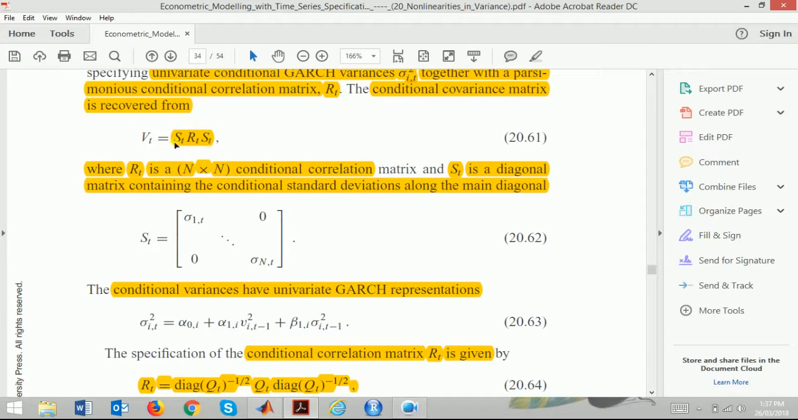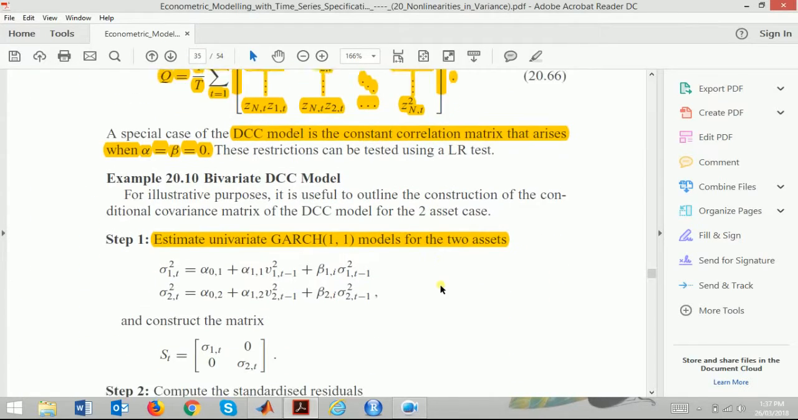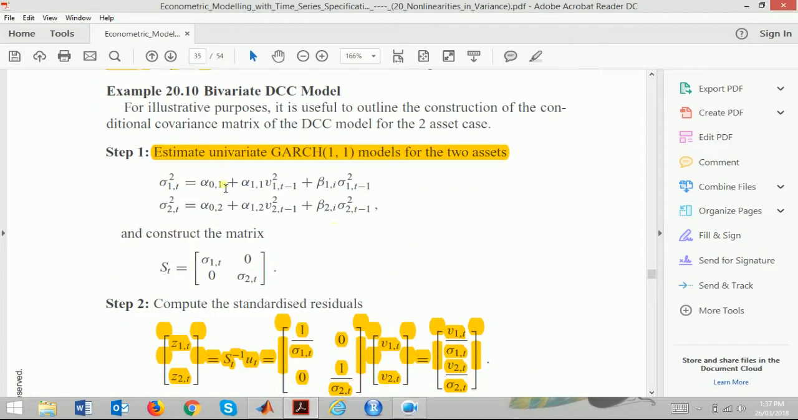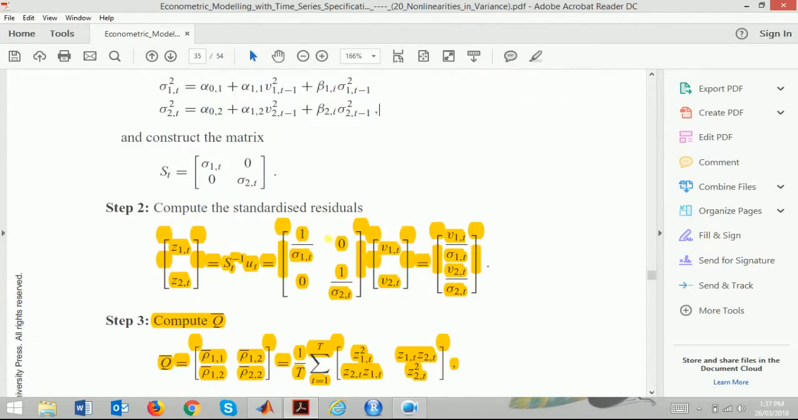R, this is R, and we need R and we need S. These two S's are, S is GARCH and diagonal square root of GARCH is S. So this is your DCC model. I'll look into a bivariate DCC model when you have 2 GARCH, so obviously take 2 standard deviations.